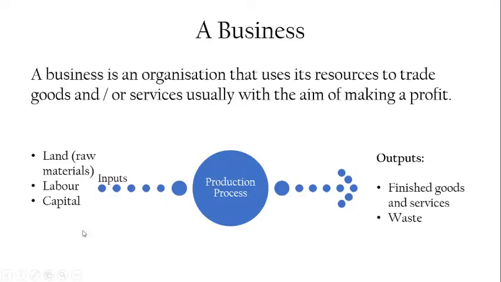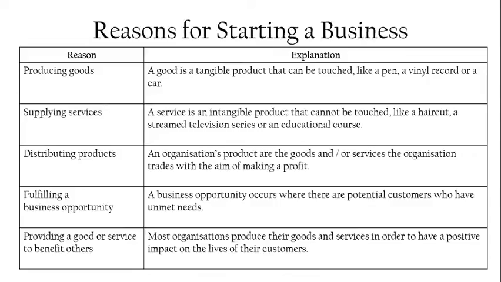So what does a business do? It changes inputs like land, labour and capital. These are the inputs to the production process into outputs, which are finished goods and services and waste. Those outputs, the goods and services that they produce, they hope to fulfill customers' needs and exchange them for money. And if they can ensure that the revenue that they earn from sales outweighs the costs of making those products, they will make a profit. I'll go into more detail about what profit is in a later video, but that's the key thing you've got to remember. The main aim of a business is making a profit.